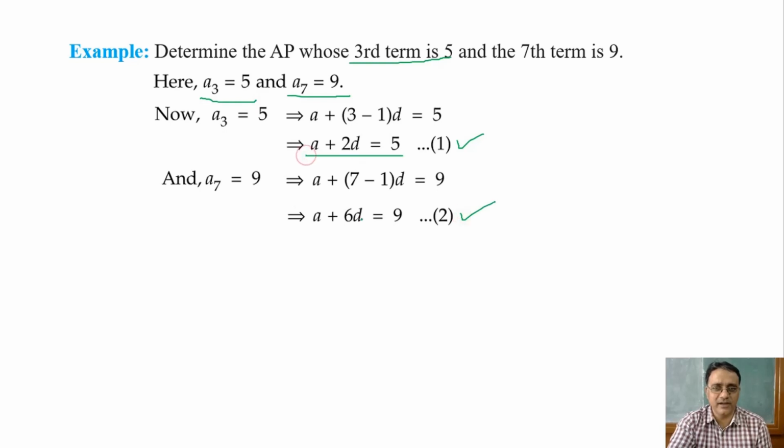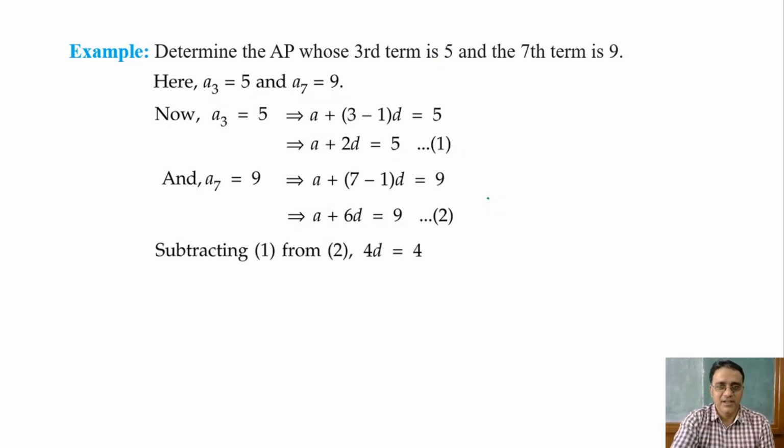Now we have to solve both of these. So is any coefficient the same? Yes, sir, a. And the sign of both is the same. So what are we going to do, addition or subtraction? Subtraction. Right, we have to do subtraction. So subtracting 1 from 2, the sign will change, minus, minus, minus. So this a will be cancelled, and what are we going to get? 6d minus 2d is 4d, equal to 9 minus 5. That is 4d is equal to 4.